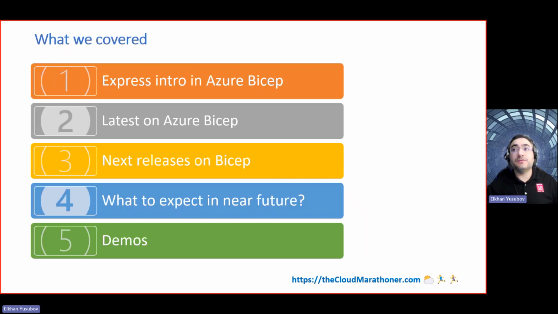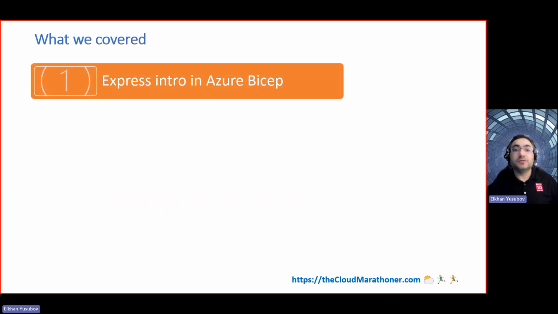First of all, we started with an express intro into Azure Bicep. We differentiated between Azure Bicep as infrastructure as code, how it is related to the ARM template, and other infrastructure as code languages and tools. Then we looked at what's the latest on Azure Bicep that happened in the last few months, and we looked into the next release in Azure Bicep, what to expect before the 1.0 version is released. And after looking at all of them and what to expect in the future, we had a couple of demos in between.